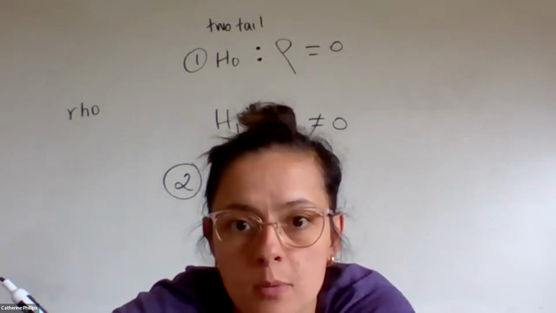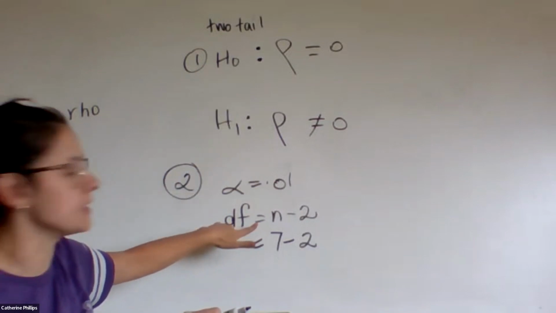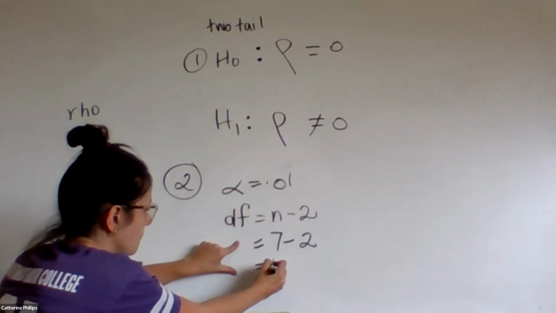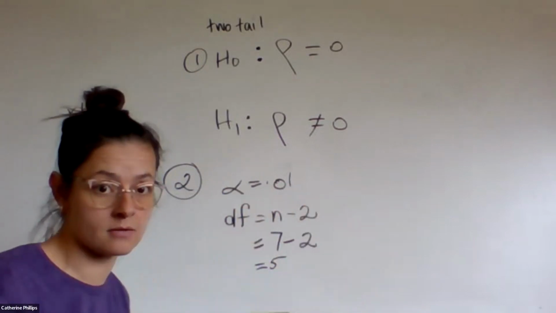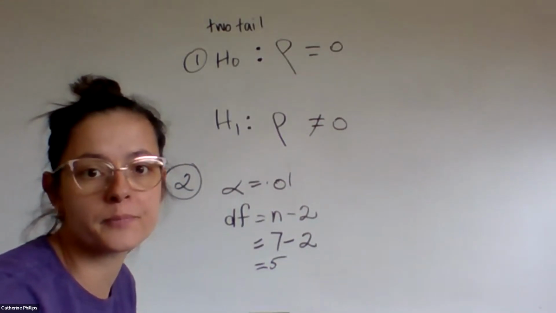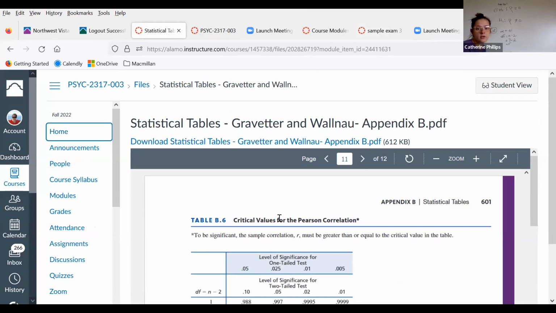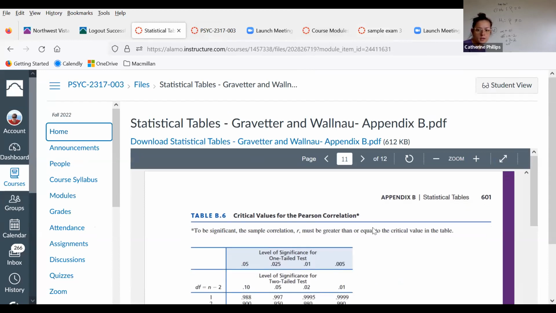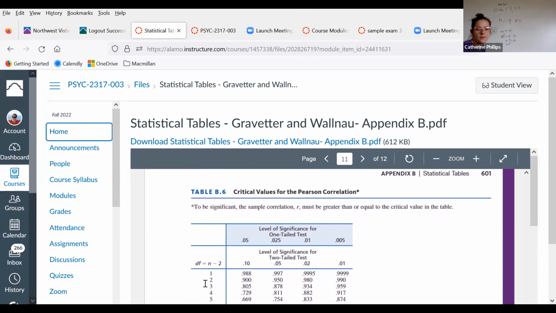So I'm going to stop my share for a moment. So we need that it's a two-tailed test. We need our alpha. We need our degrees of freedom, which is 5. And what we're going to do is go to table B6 and find that critical value. So I'm going to table B6, critical values for the Pearson correlation. And I've got 5 degrees of freedom. So I'll line that up at the bottom there, right? 5 degrees of freedom.